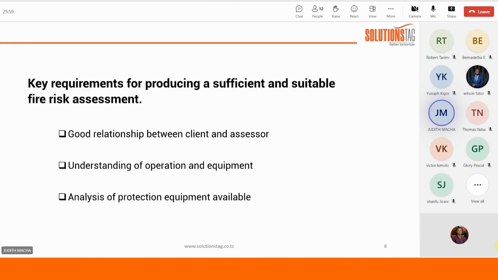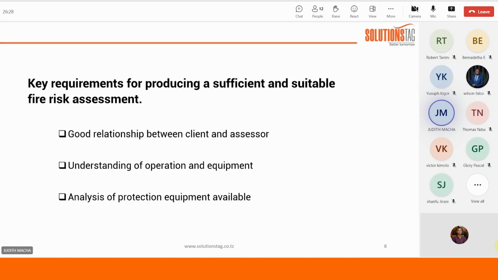Now let's see the key requirements. There are some requirements that are required to produce a sufficient and suitable fire risk assessment. Of course, I mentioned a few of them, and since I know all of us here have some things to add, probably we'll be adding from our understanding, from our experience, the number of scenarios that you have met, but these are just a few of them.